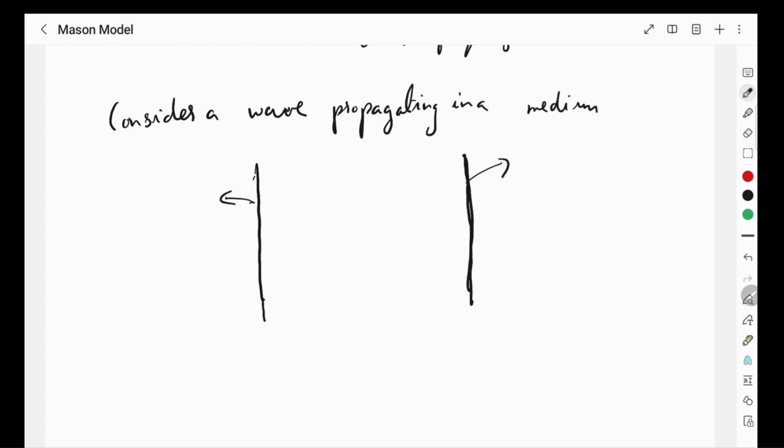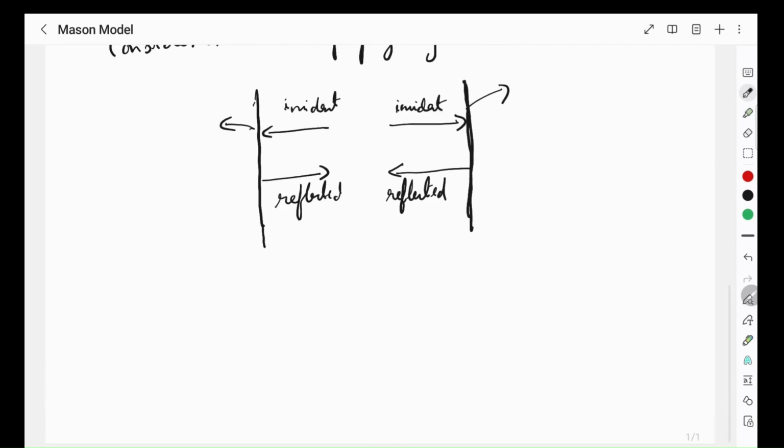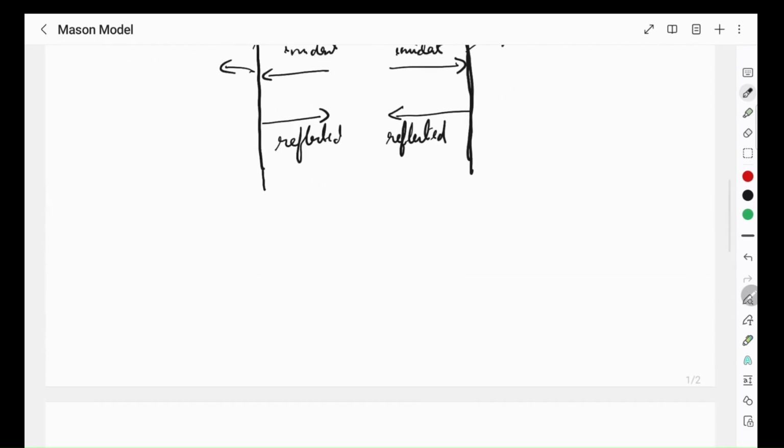If I have a wave incident here, it gets reflected from this boundary. It also gets incident here. By the way, I have to thank my professor at my department, Professor Gayathri Pillai. I'm actually doing this video from her lecture, which she taught in her course at this department.